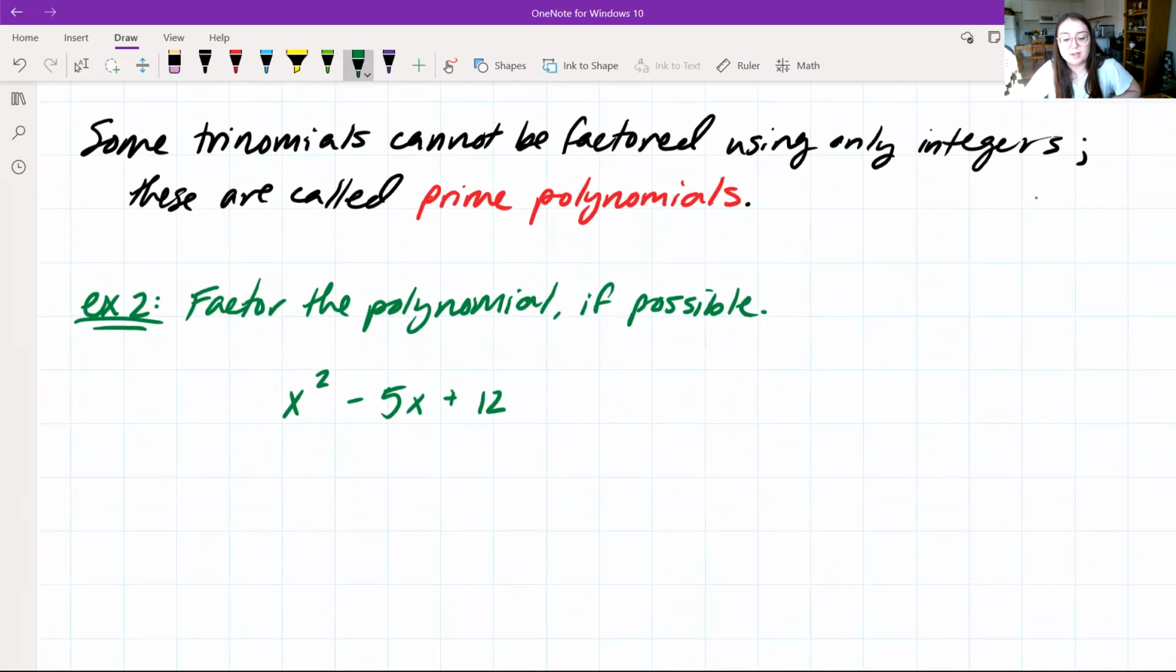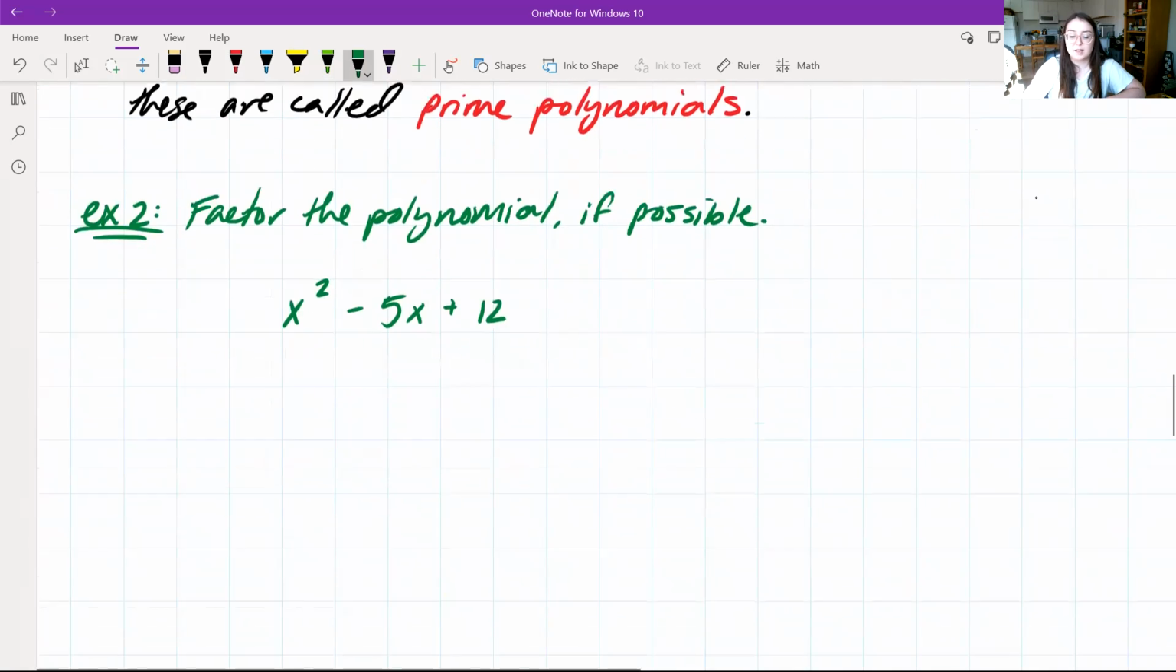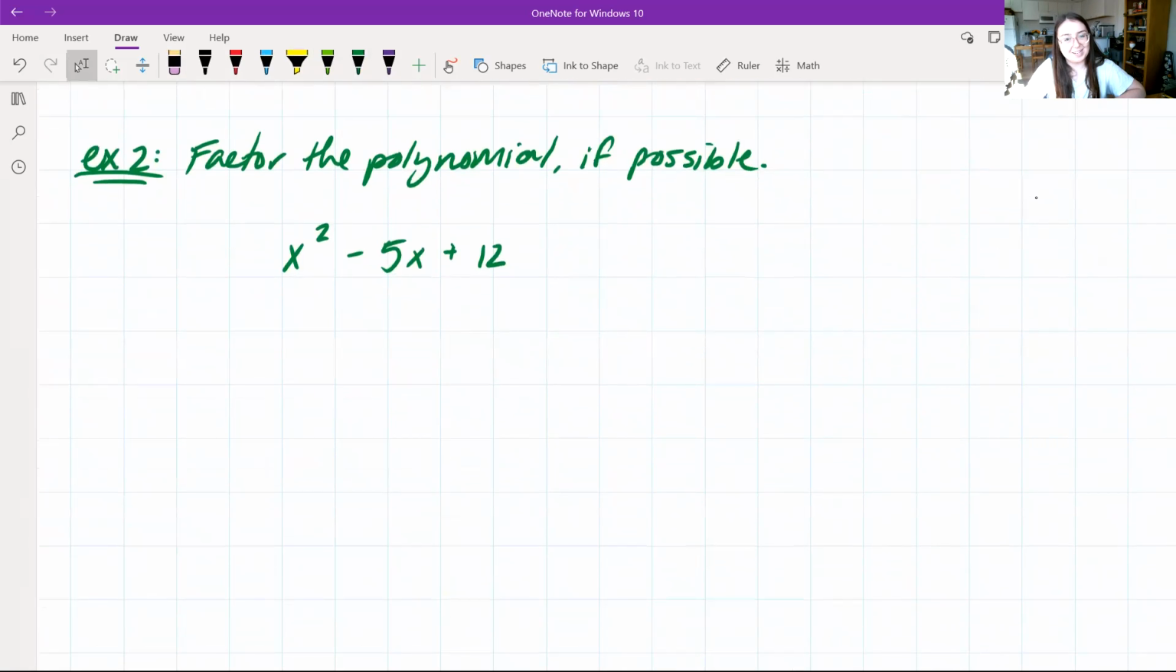So moving forward, some trinomials cannot be factored using only integers. Something like this is called a prime polynomial. So let's go ahead and try to factor this polynomial, if possible. We have x squared minus 5x plus 12. So we're considering this plus 12.